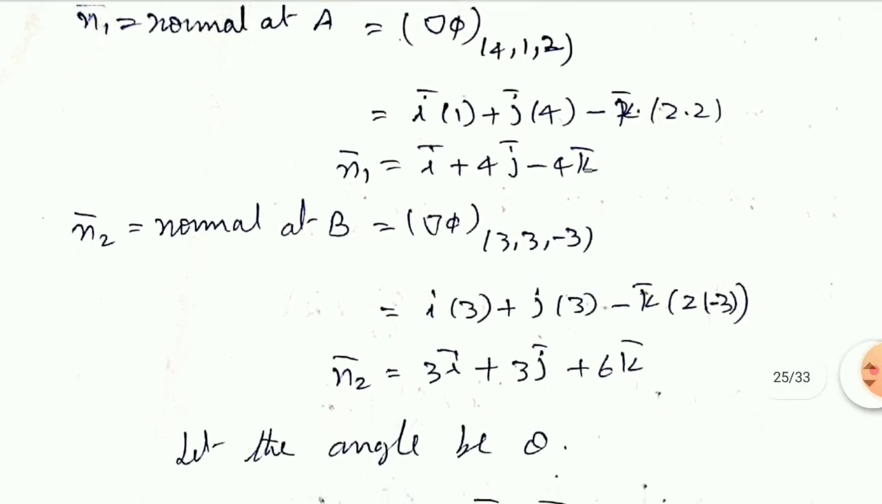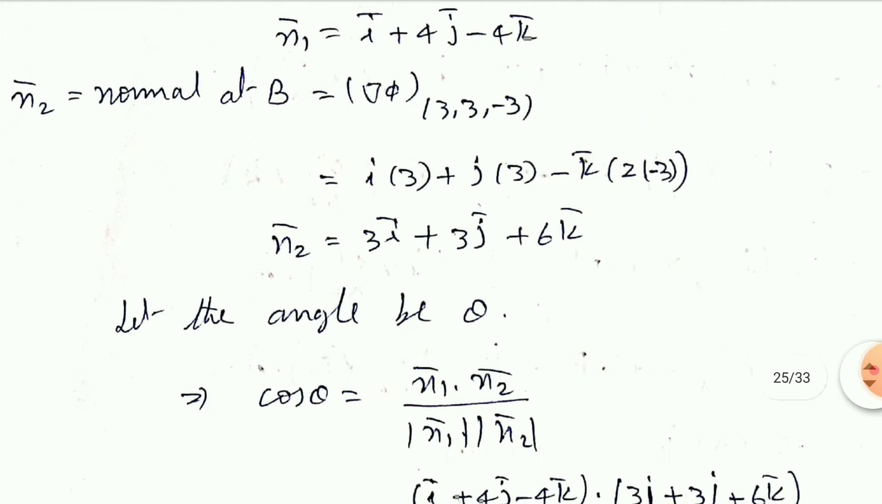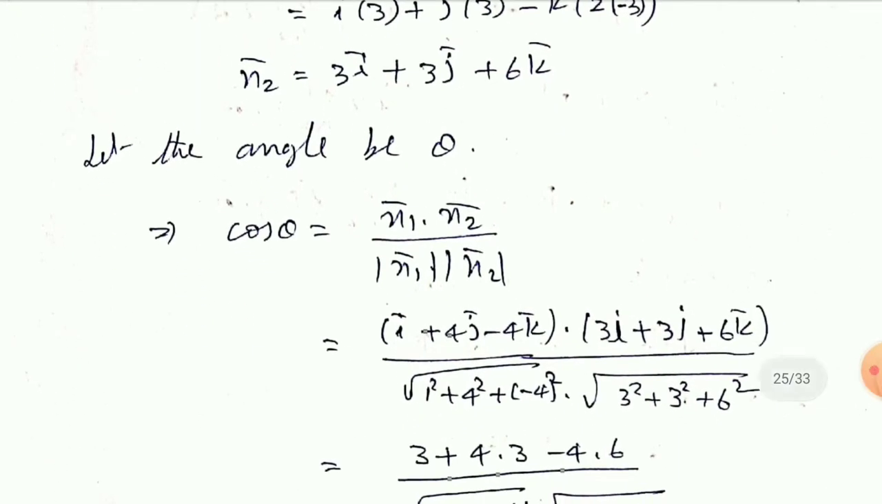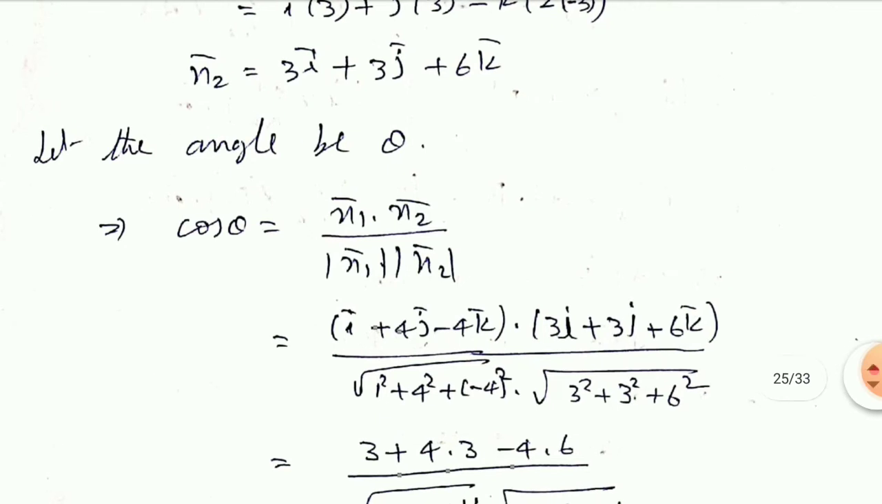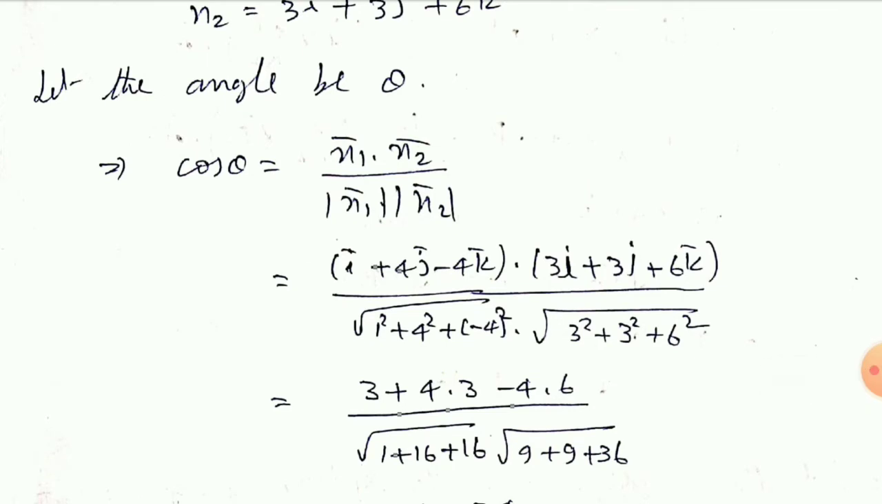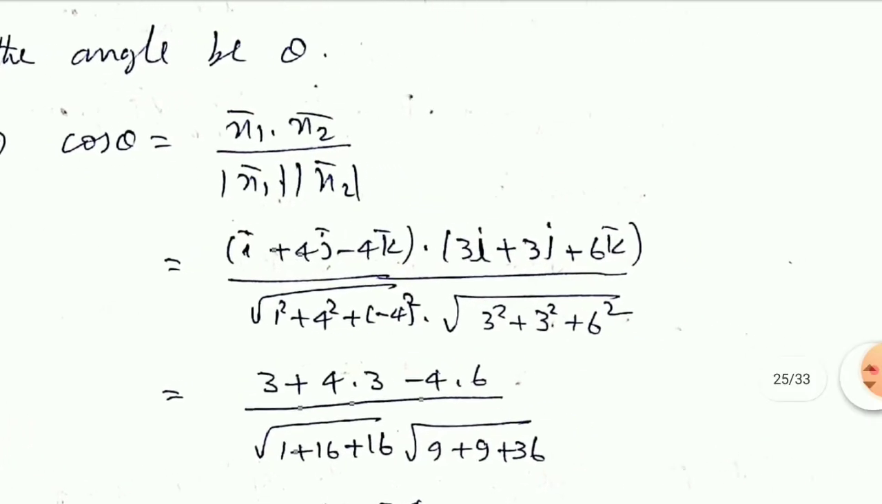Similarly, the second vector you are calculating at the point (3, 3) is 3i plus 3j plus 6k. Using those two vectors, the formula for the angle between the vectors is cos theta equal to the first normal vector dot the second normal vector, divided by the modulus of the first normal and the modulus of the second normal. So you are just calculating the first normal.